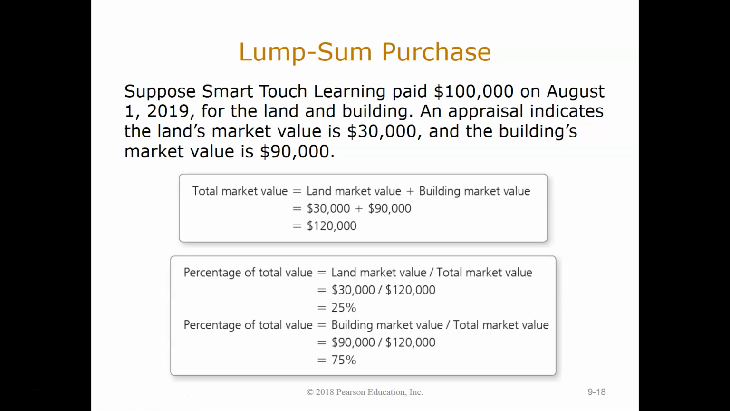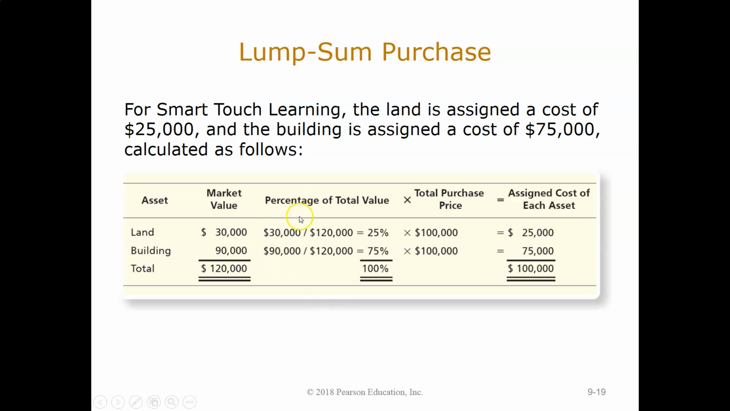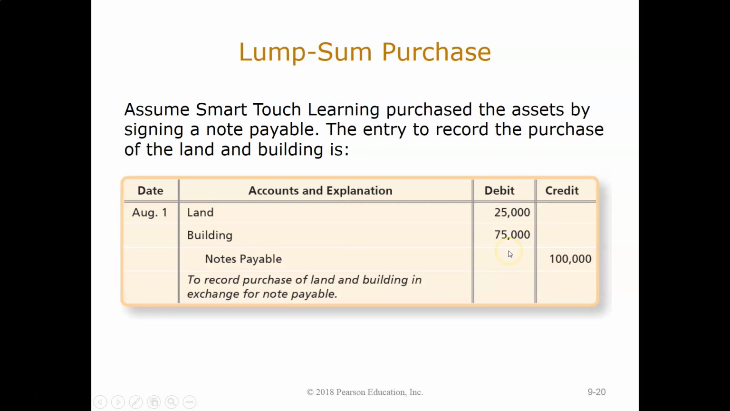So those percentages I'm going to apply to the actual purchase price of $100,000 to come up with the cost. So here's the math. We did up to here already, from the left up to these percentages. Now I'm going to take those percentages and multiply them by our purchase price. This is how much I am going to assign to each of the assets. So if I look at my entry, I debit land for $25,000, which was 25% times $100,000, and I debit building for 75% times $100,000, and the amount I owe on a note is $100,000. So that's how you handle a lump sum purchase.